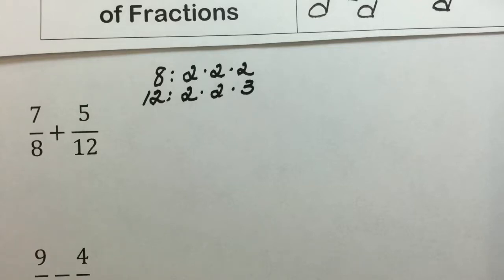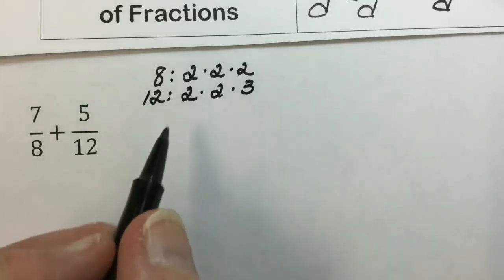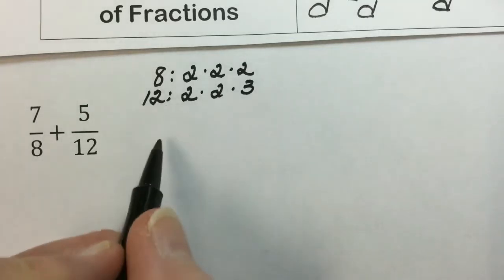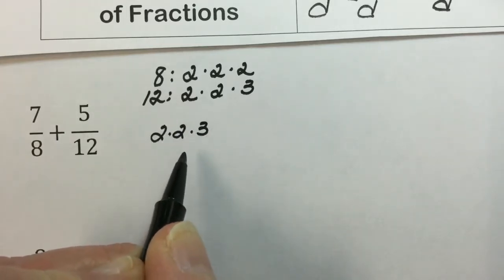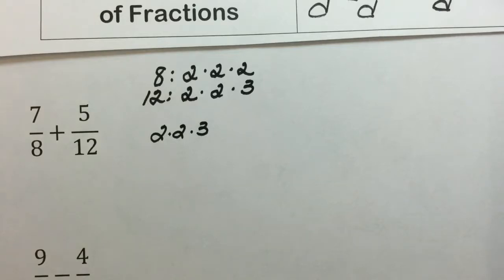Next, choose one of these factorizations. So I'm going to choose the 12 factorization. 2 times 2 times 3 is 12. Then I'm going to multiply that factorization by any factors of the other denominator that it lacks.